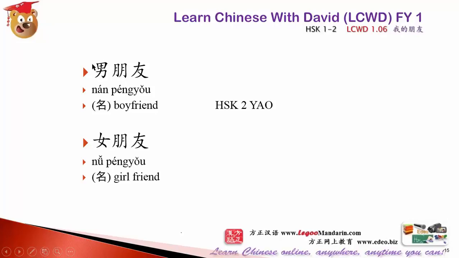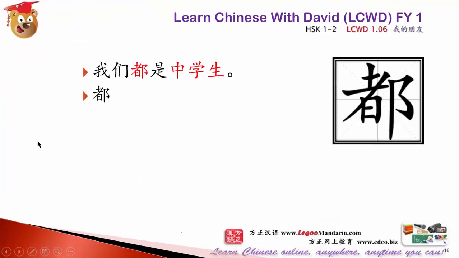男: the top is field, paddy field; the bottom is strength, power. The man needs strength to work in the paddy field. So 男朋友 boyfriend, 女朋友 girlfriend. In China, many toilets have on the door this one or this one. So 男, male. 女, female. Don't enter the wrong toilet. Look carefully. 都, 我们都是中学生。都, all.